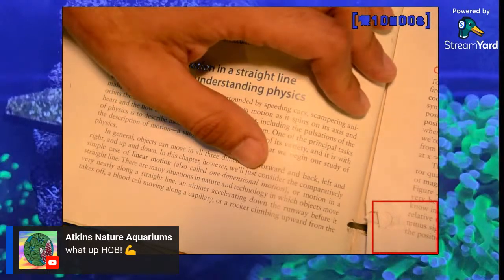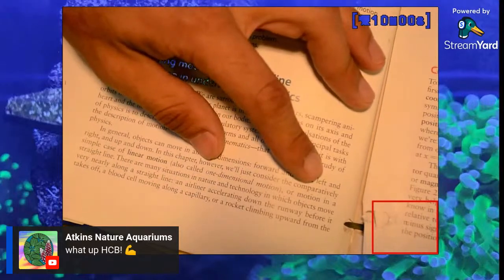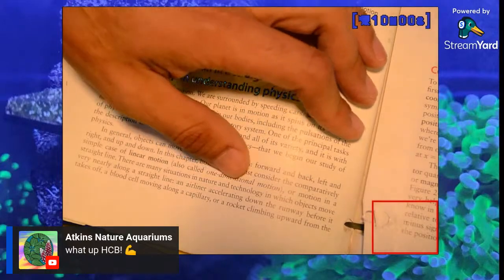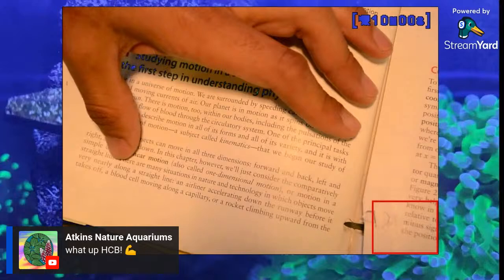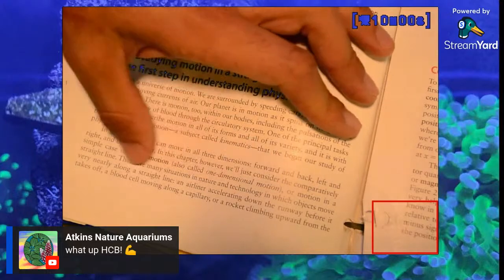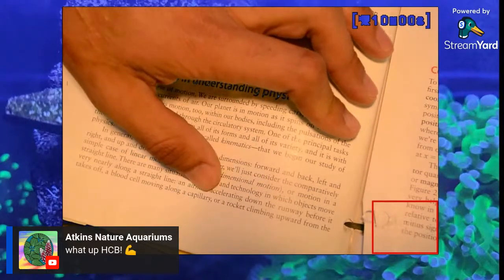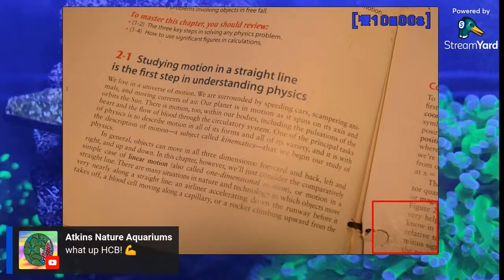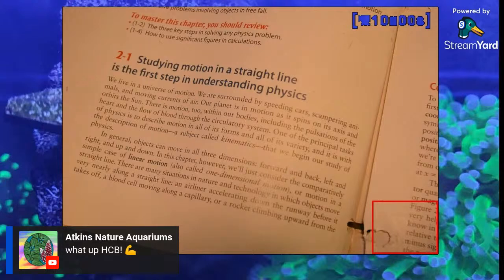In this chapter, however, we will consider motion along a straight line. There are many situations in nature and technology in which objects move very nearly along a straight line: an airliner accelerating down the runway before it takes off, a blood vessel moving along a capillary, or a rocket climbing upward from the launch pad. The concepts that we'll study in this chapter apply directly to motion in 2 or 3 dimensions, which we'll study in chapter 3. Understanding them now will be an excellent investment for our future.